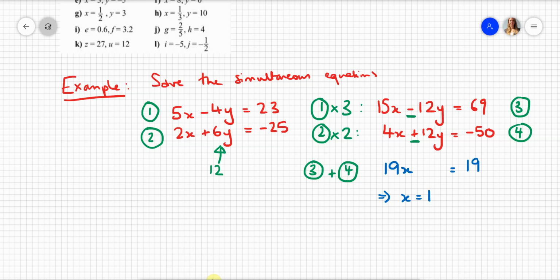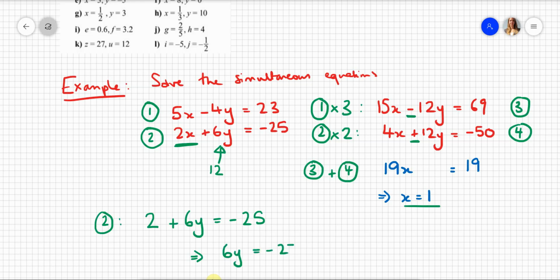Then plugging that into either of the original equations, 1 or 2. I'm going to plug it into 2 because I think that's slightly easier. That equation now becomes 2x, but x is 1, plus 6y equals negative 25. Then we get that 6y equals negative 27.